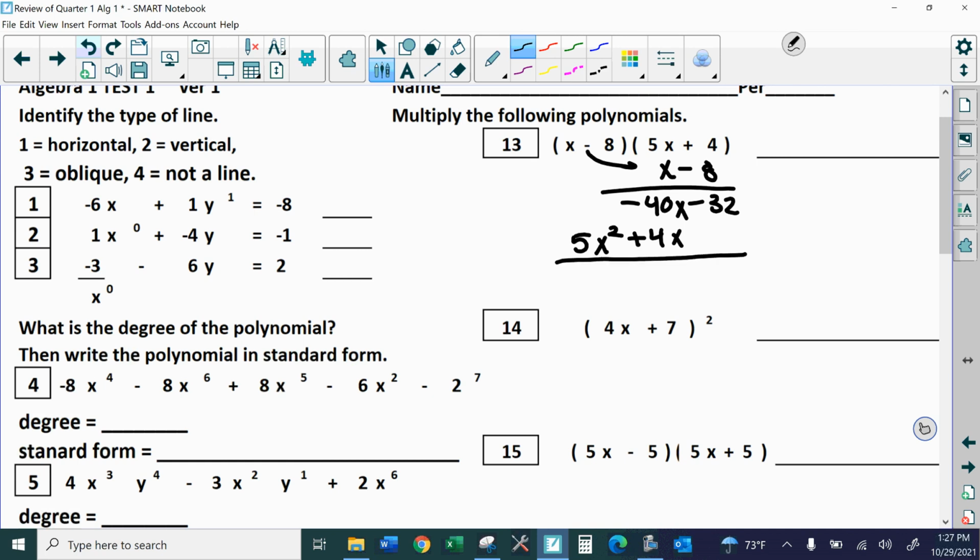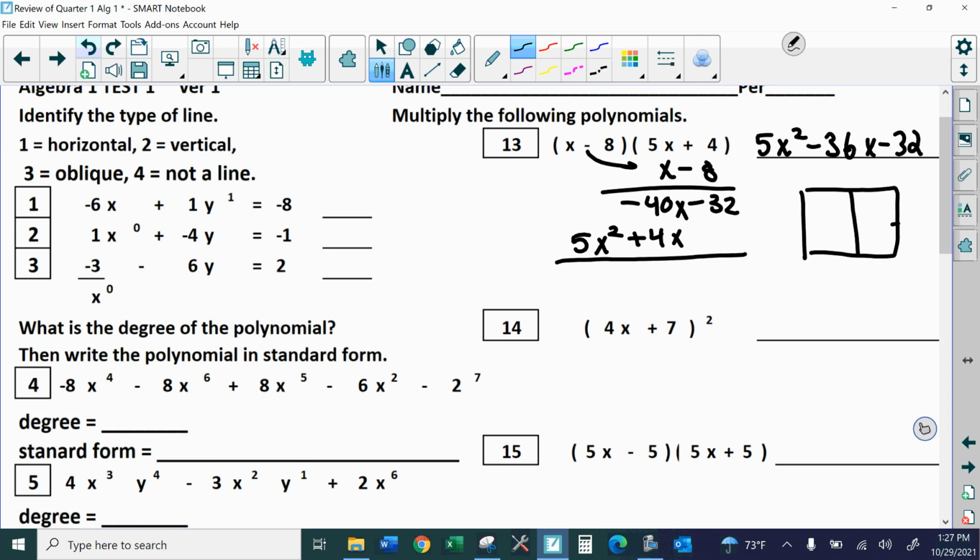Notice when I do that, I'm lining up like terms. So now I can just add straight down, and there's my answer. 5x squared minus 36x and minus 32. Now the other way, if you don't prefer the vertical method like this, is the box method.